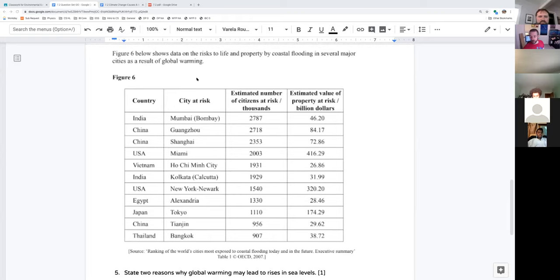All right. Figure 6 below shows data on the risk of life to property by coastal flooding in several different cities as a result of global warming. So we have here several different cities. All right. There's really only a couple patterns here as far as what cities they chose. What is the biggest pattern that you can see about the cities that they chose? Keeping in mind this title here.